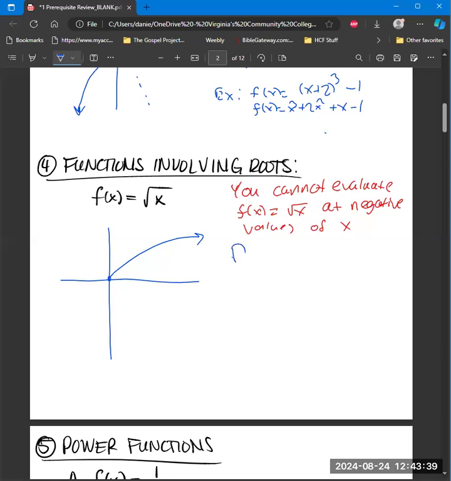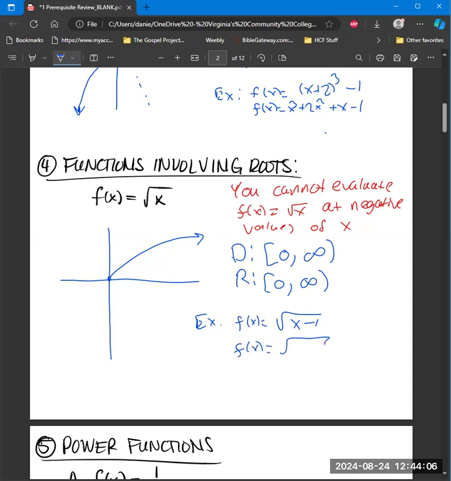So our domain here is 0 to infinity, and our range is also 0 to infinity, like that. Examples of what this may look like would be something like the square root of x minus 1, or f of x is equal to maybe the square root of x plus 2 minus 3. You'll see that I try and close off my square roots like that as much as I can to show you where they end.